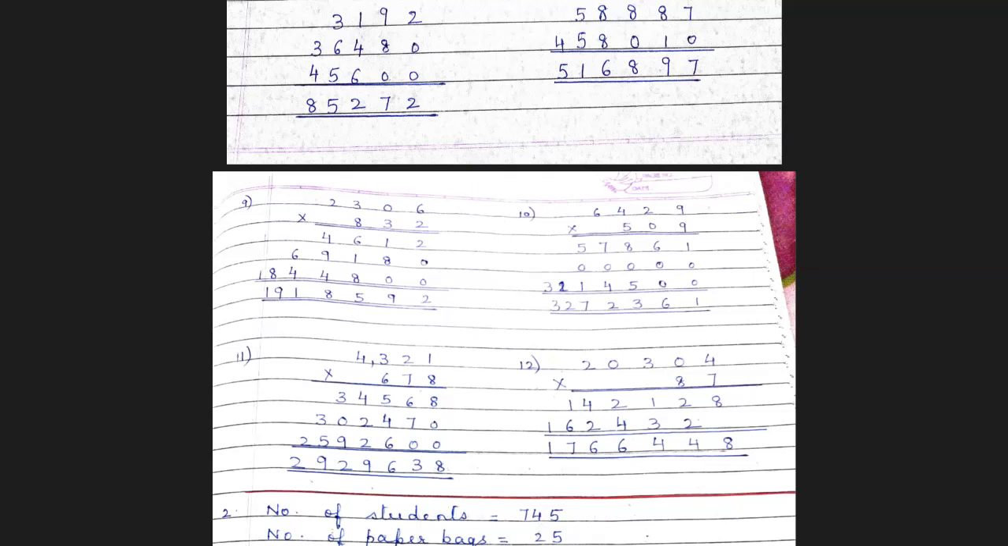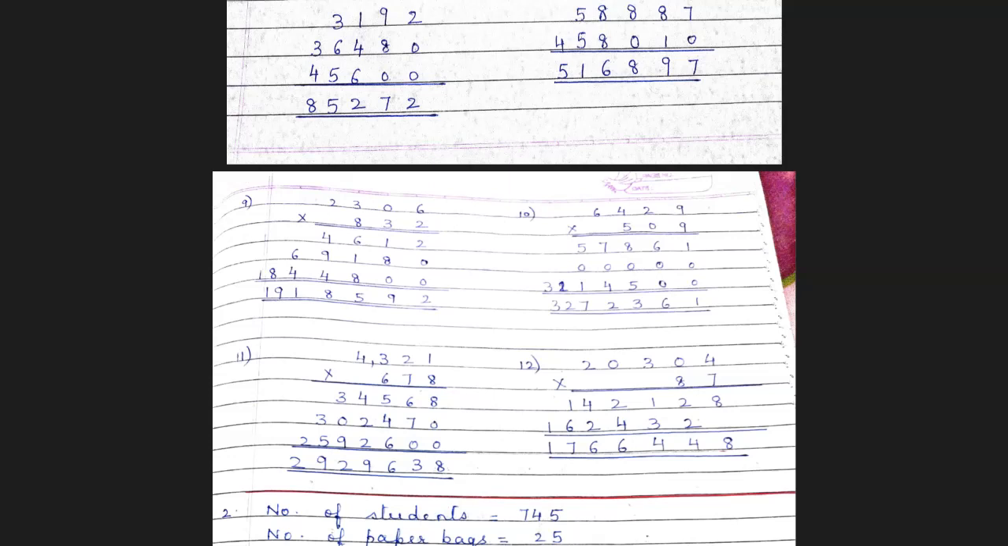8 into 2, 16. Add those numbers. 8, 2 plus 2, 4. 1 plus 3, 4. 2 plus 4, 6. 4 plus 2, 6. 1 plus 6, 7. And 1. So your answer is 17,66,448. Children, I hope you have understood how to do it. Try it out. I have solved all those sums for you. You need to understand and do it in your classworks.